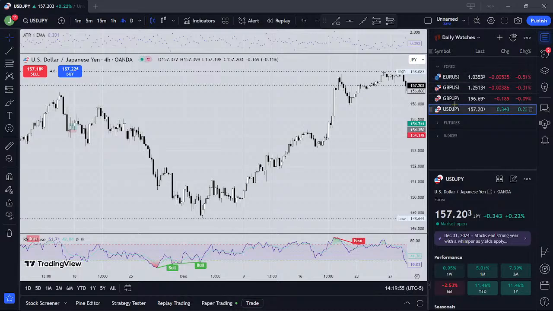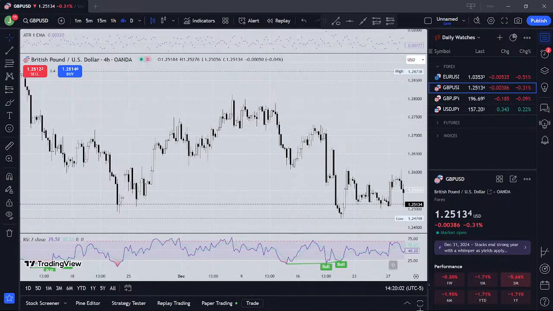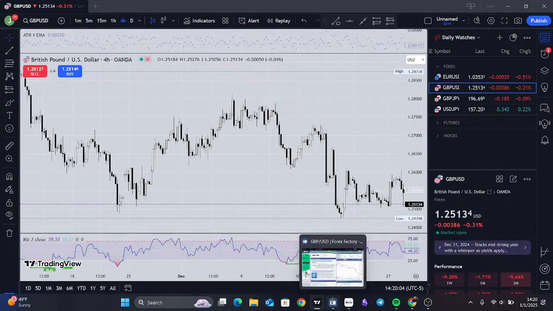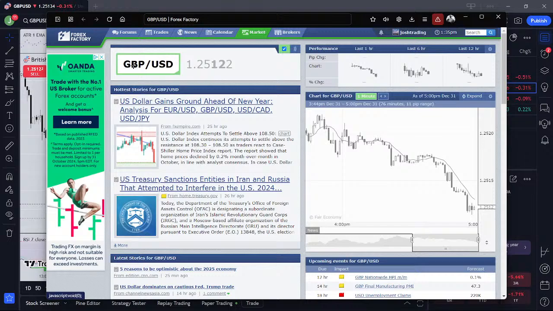So I'm gonna trade these three today. I'm gonna start off with the pound dollar. I also wanna check the news on pound dollar right here. They said that pound dollar has a head start over here. It's in the 1 minute. We see a bearish movement from the pound dollar.